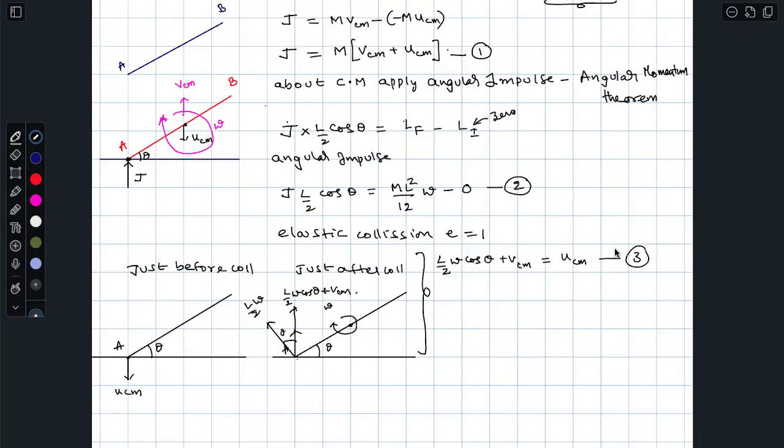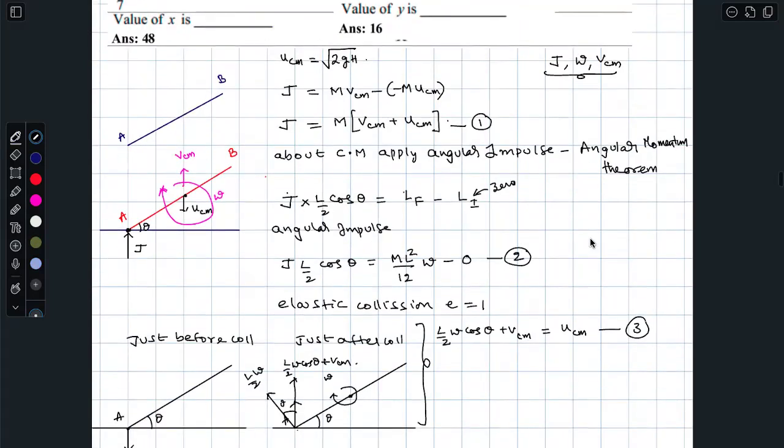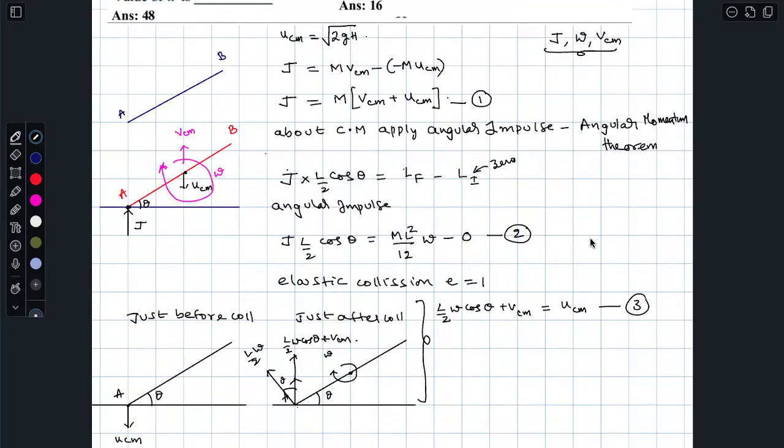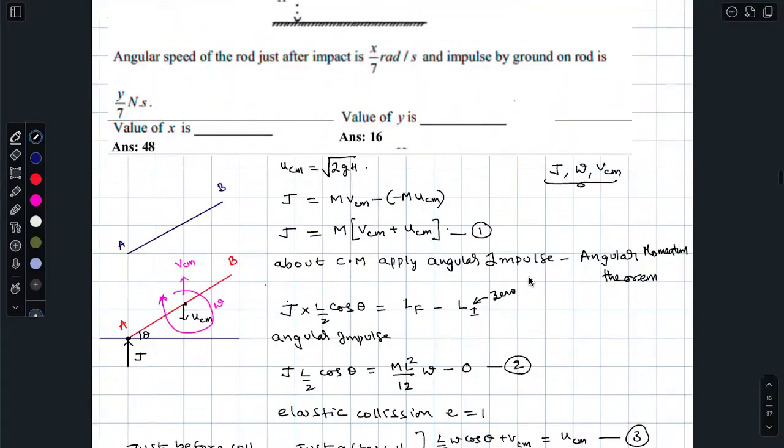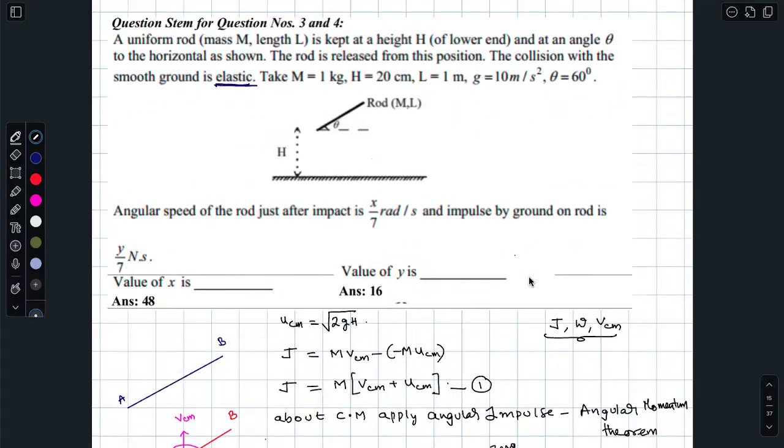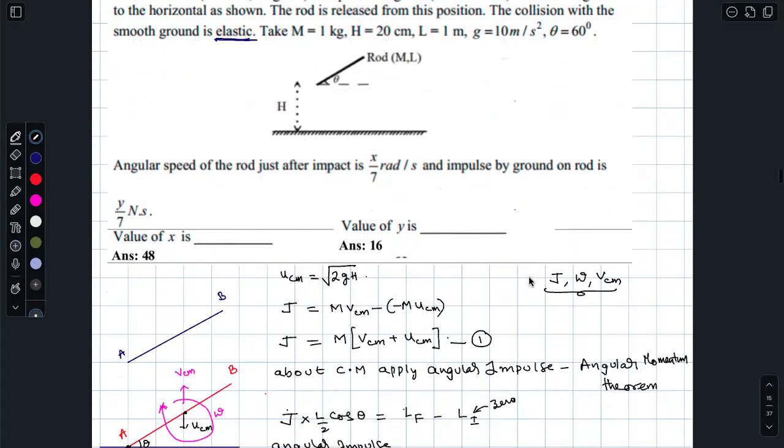Equation 3. Now, how many equations do you have? 3. How many unknowns do you have? 3. Solve it, you'll get the answer. Okay, and let us try to make it equation. So they have given a lot of values actually. They have given H value, they have given L value, they have given a theta value, all that.